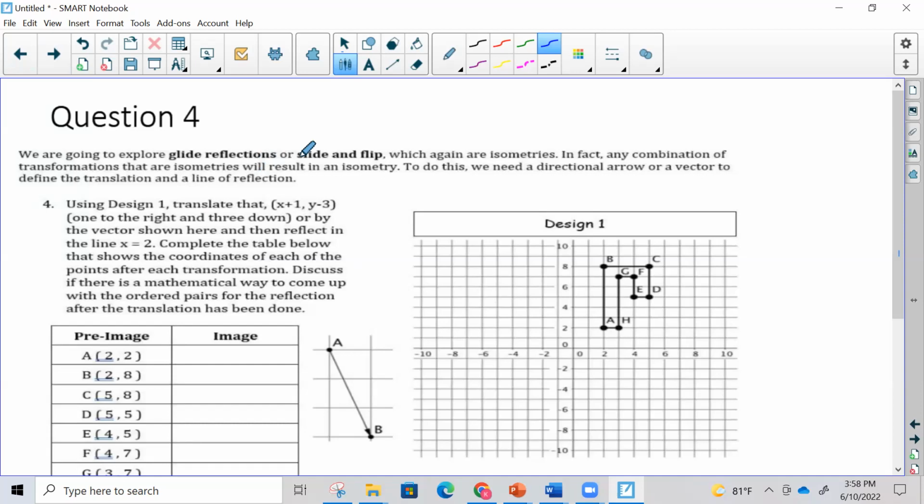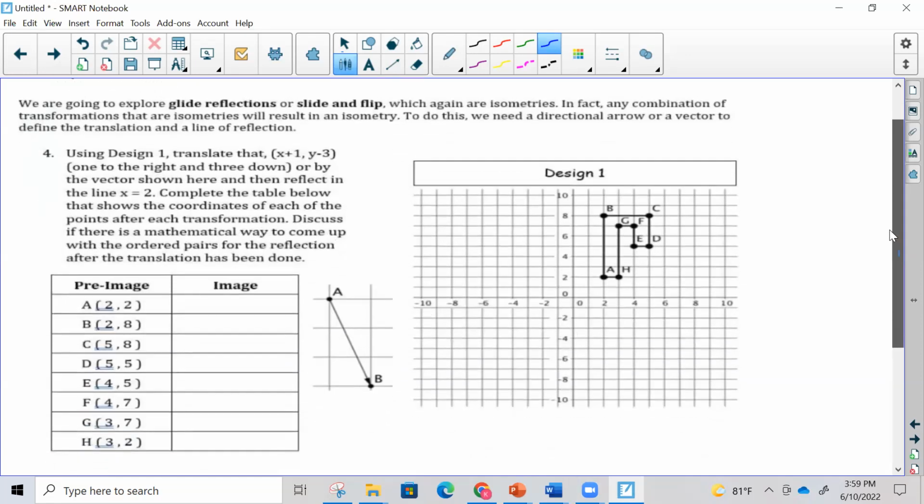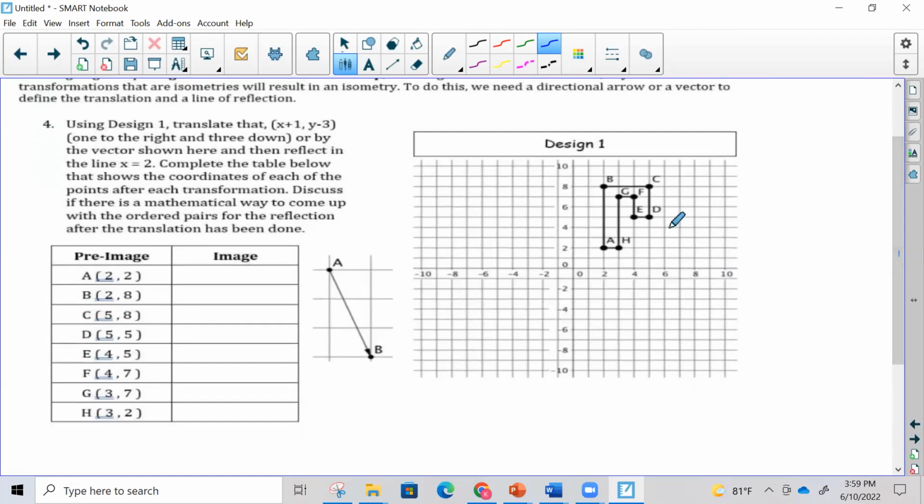So we're going to explore a glide reflection, which is a slip and flip, slide and flip. So these are, again, isometries. The size is not going to change. In fact, any combination of transformations that are isometries will result in an isometry. To do this, we need a directional arrow or a vector to define the translation and a line of reflection. So we're using this design 1. We're going to translate it X plus 1, Y minus 3. And again, they tell you, but you should be able to figure this out just from that: 1 to the right and 3 down. Or by the vector shown below.